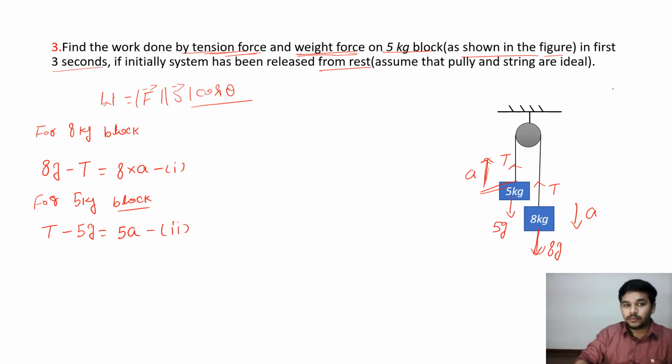So let's first calculate the acceleration. Add equation 1 and 2. If you add, T and T will cancel out, because plus T and minus T cancel. On the left we get 8g minus 5g, and on the right we get 8 plus 5, which is 13, times a. So a equals (8 minus 5)g by 13, that is 3g by 13 meters per second squared.